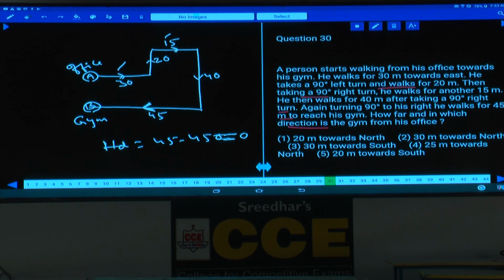And what else is left over? Only the vertical distance is left over. What is the vertical distance here? This is 40 towards south and 20 towards north. These two are opposite directions, so subtract between these two. 40 minus 20, how much is that? 20 meters. Now in which direction is the gym? Where is the gym here? The gym is towards south. 20 meters south is given in the choices. 20 meters south, choice 5. Question number 30, it is choice 5.